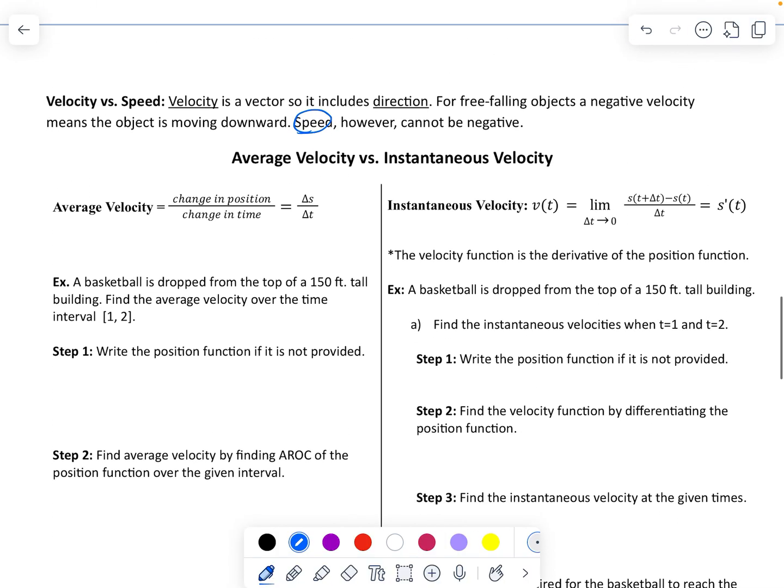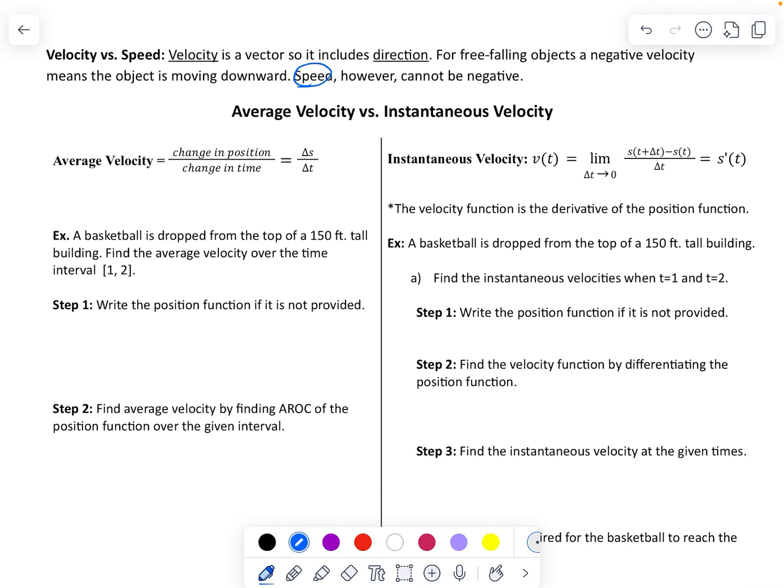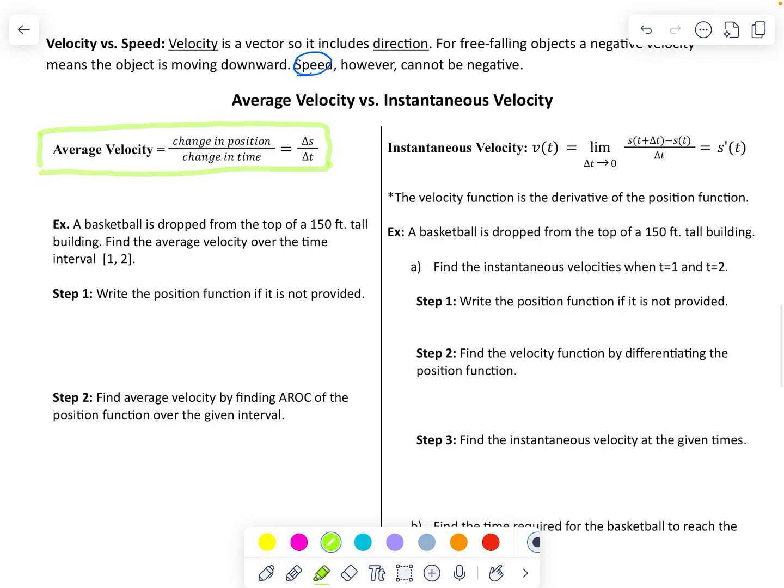Okay, now you have some formulas. Up top, you've got average velocity. Average velocity is found by taking the change in the position divided by the change in time. Okay, so it is the average rate of change of position. Average velocity is the average rate of change that we learned last time of the position function.